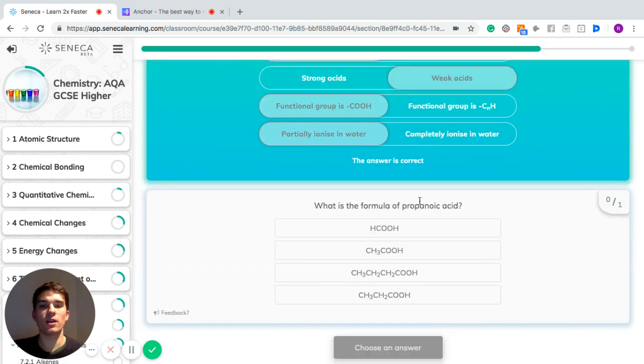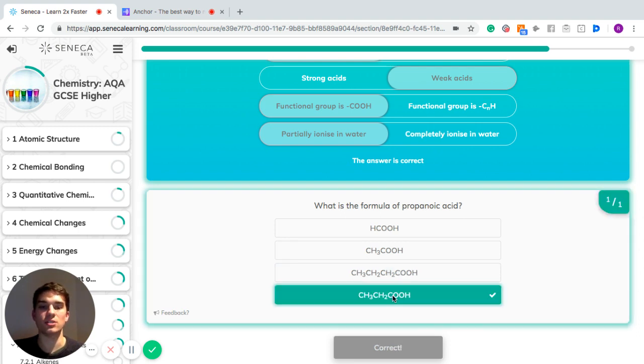So what is the formula of propanoic acid? Well, if you remember from earlier, propanoic acid will have 3 carbons in it. So that will be CH3CH2COOH.